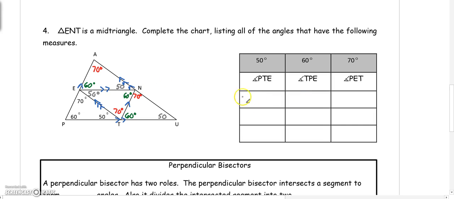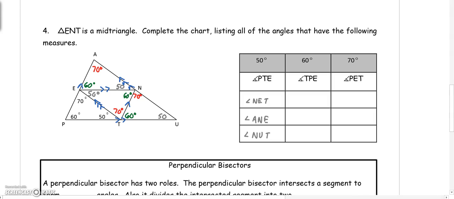Another 50 degree angle is NET. Another angle in the top triangle is ANE. And my last 50 degree angle is down in the bottom corner, NUT.